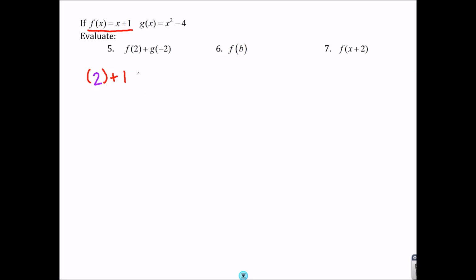Then we're going to add that to g of negative 2. G of x in this case is x squared minus 4. So we're going to plug negative 2 in for x. And then we just simplify. So we have 2 plus 1, which is 3. Then we have negative 2 squared, which is 4, minus 4. When you combine all of those, you just end up with 3.